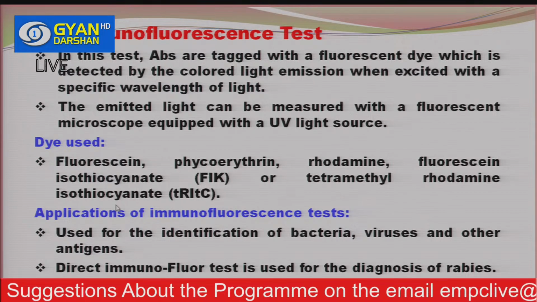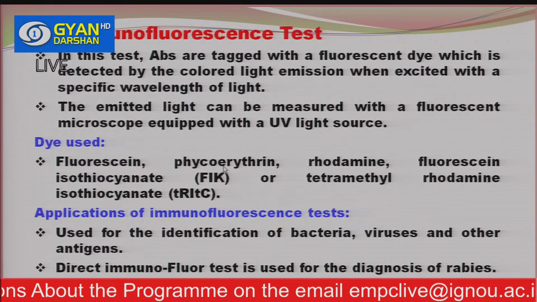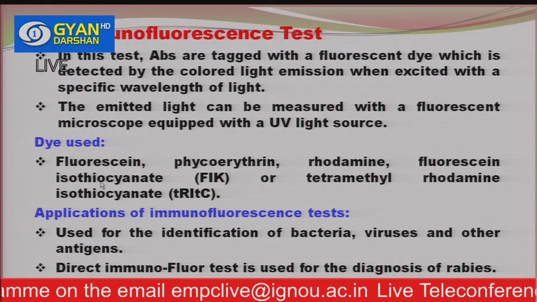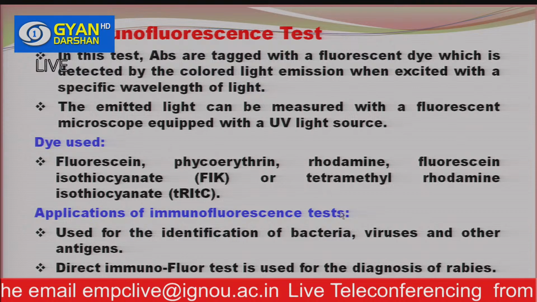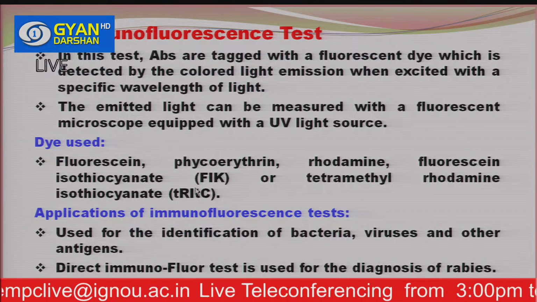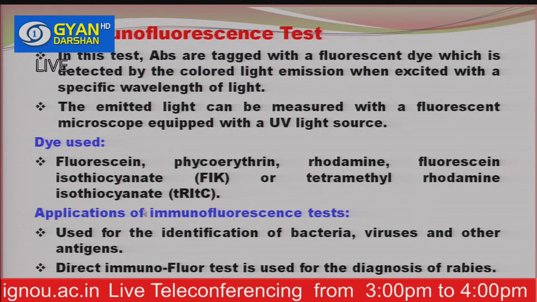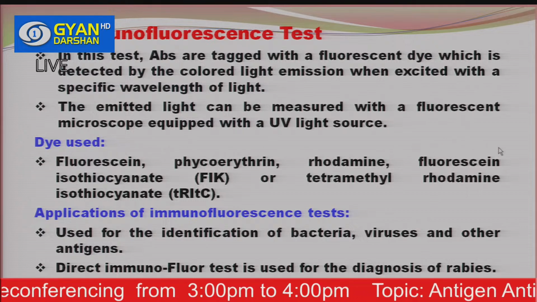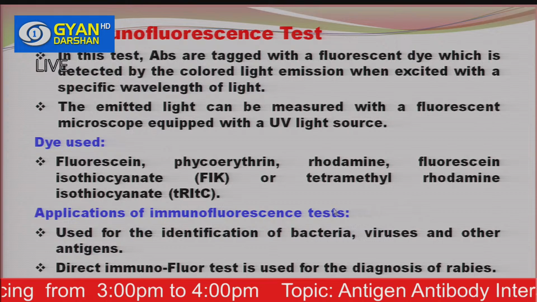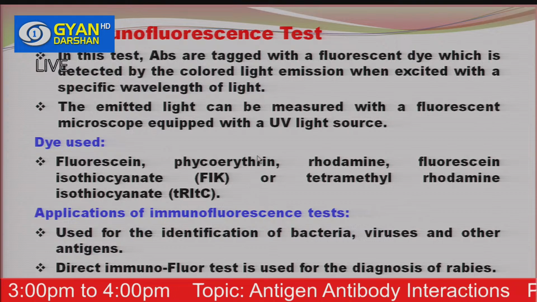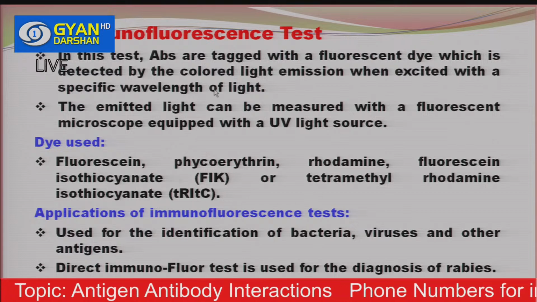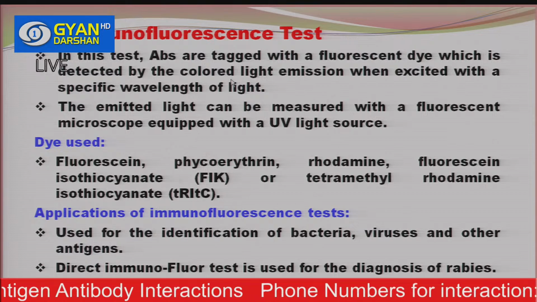Various dyes are there, like fluorescein dye, phycoerythrin dye, rhodamine, fluorescein isothiocyanate (FITC), and TRITC, tetramethylrhodamine isothiocyanate. So these are the dyes we can utilize in the immunofluorescence test. We can tag the antibodies, and they are able to bind with the antigens.